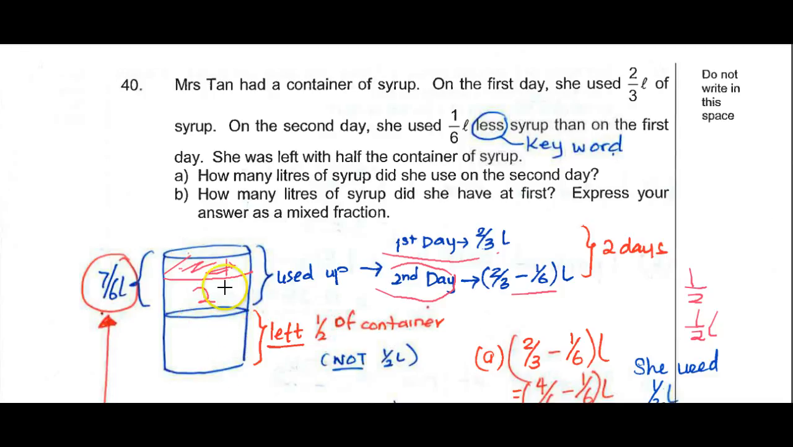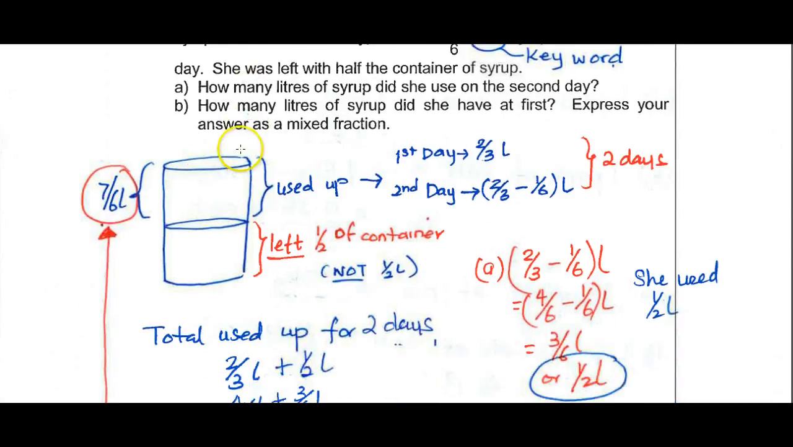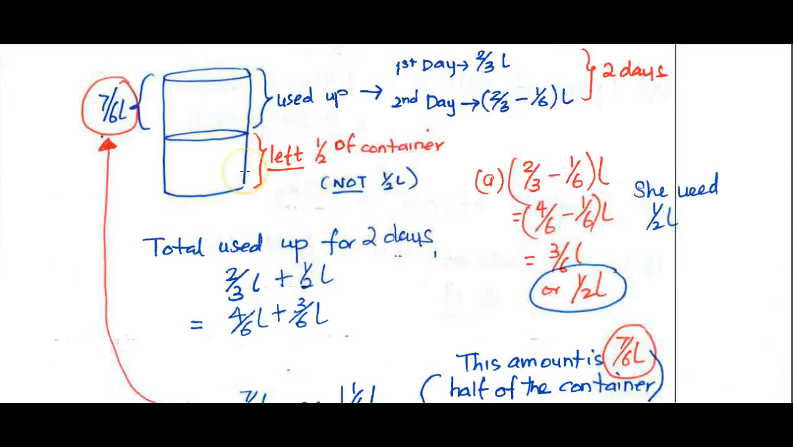Half of the container is left. This is 2/3 liter. This is 1/6 less than 2/3 liter. First day, second day. Understand this first. Now let me scroll down. Hope you slowly understand. The first day is 2/3 of a liter. The second day is half a liter. Why? Because I take 2/3 minus 1/6 of a liter, which is half a liter left.